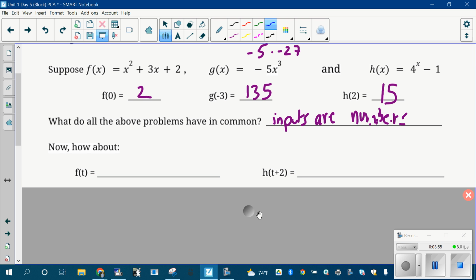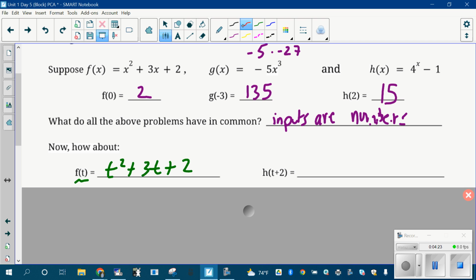Alternatively, the input can have variables in it. When the input has variables in it, the output has variables in it, usually. So if I ask you to find f of t, all I'm asking you to do is to take your function and stick t in the place of x. That's it.